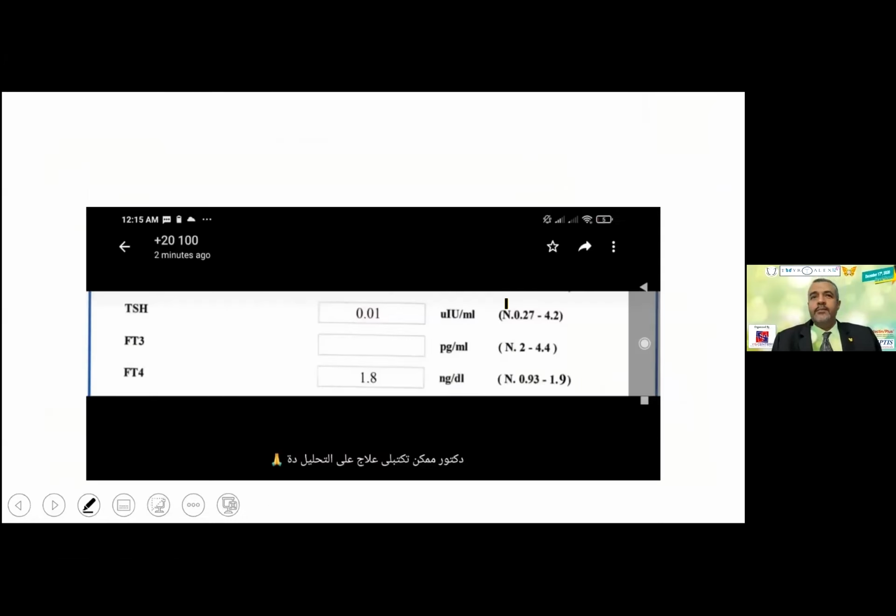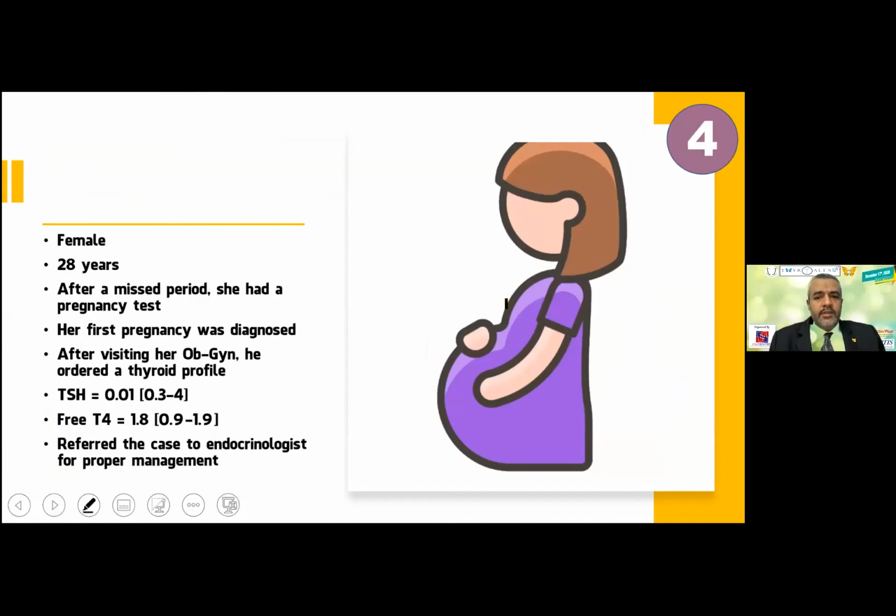Again, back to the same set of tests. Another patient asking the same question to prescribe medications through WhatsApp. So this time, the patient is a female, 28 years of age. After a missed period, she had a pregnancy test. So her first pregnancy was diagnosed, and after visiting her OB-GYN, he ordered the thyroid profile. The TSH was suppressed and the free T4 was 1.8. The set of tests was sent to you on WhatsApp, to an endocrinologist for proper management.